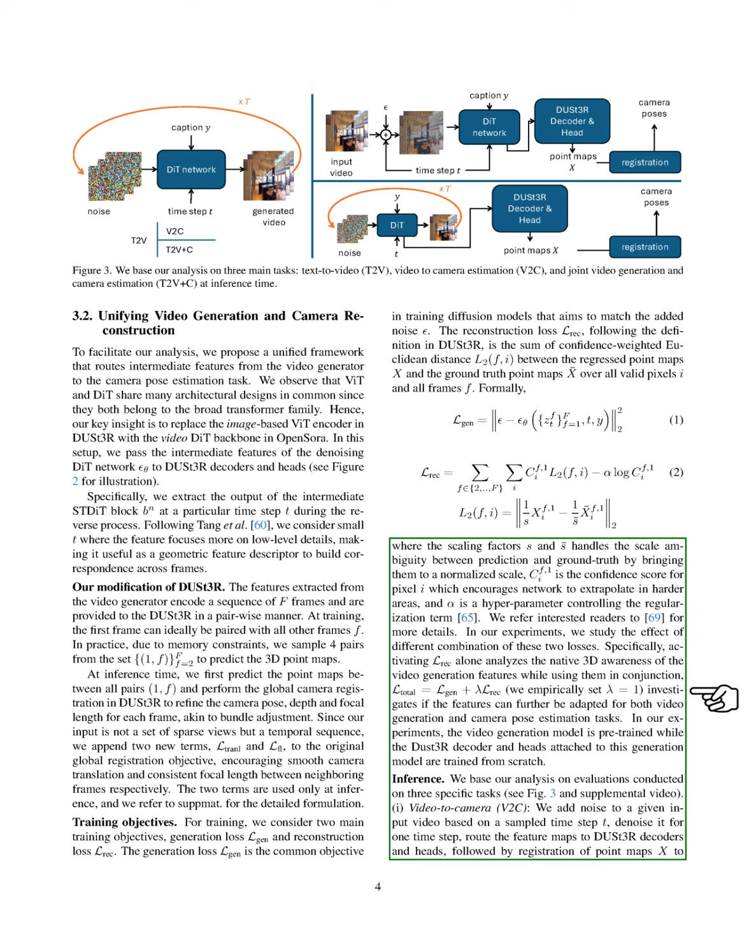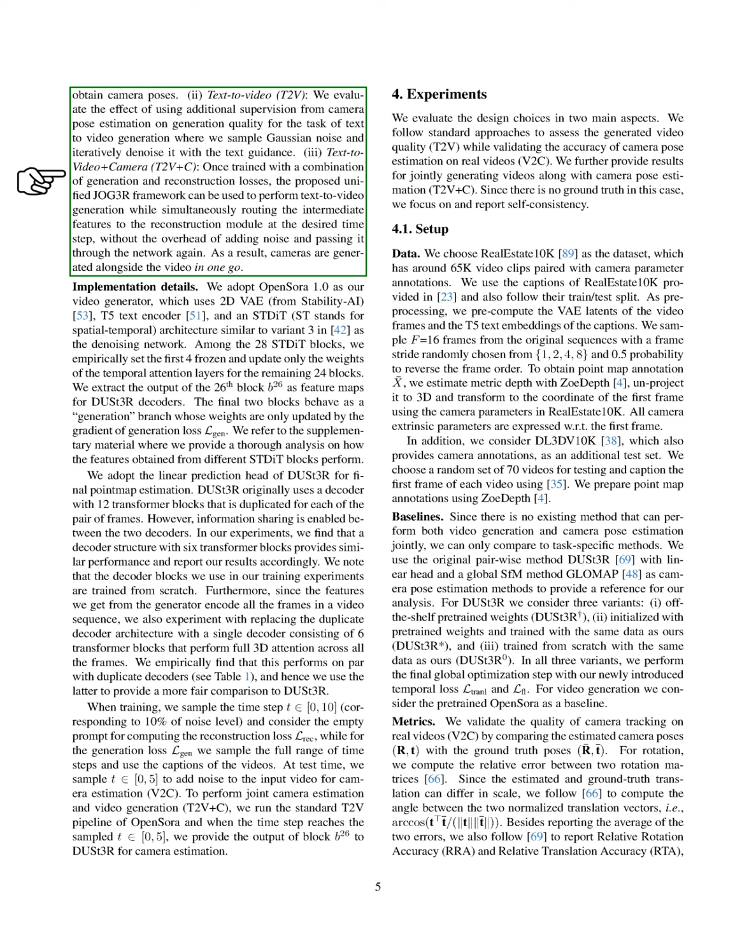In our experiments, we evaluate 3 tasks: video to camera, V2C, text to video, T2V, and text to video with camera, T2V plus C. For V2C, we add noise to an input video, denoise it, and then route the features to Dust3R for camera pose estimation. For T2V, we assess how camera pose supervision impacts video generation quality. In T2V plus C, we generate video and camera data simultaneously without needing to reprocess the noise.